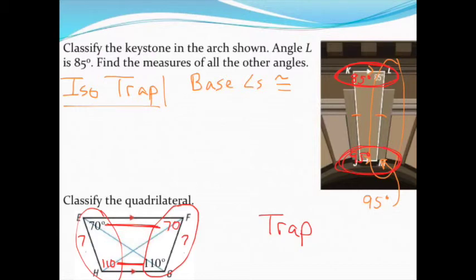Well, that's going to make this not just a trapezoid, but an isosceles trapezoid, because that was one of our properties. So I can say that this figure is in fact an isosceles trapezoid. And now that I know that, I do know my legs are congruent, because all my properties are going to be true once I've proven that this is an isosceles trapezoid.